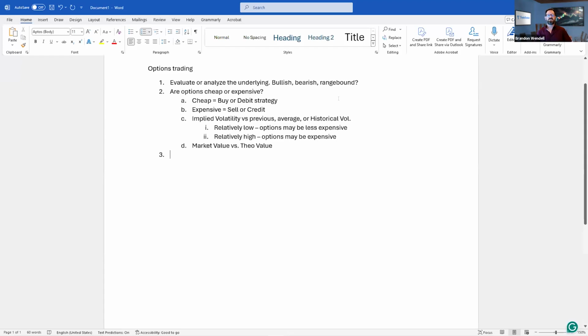And then finally, once we figure out what's going on in the underlying security, then I need to choose the correct strategy based on the market conditions and what I think the market is likely to do in the future. And depending on how good I was with my analysis, it might work out great, it might not.